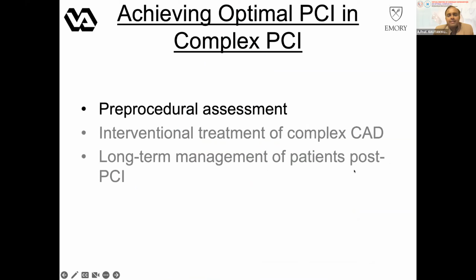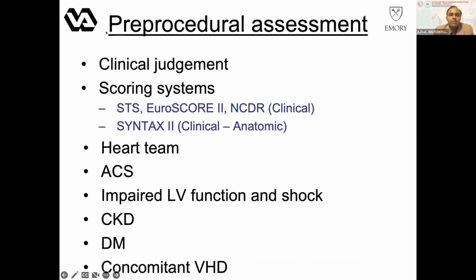So when we start thinking about complex PCI, what is the first thing that we start off with? We start off with, okay, pre-procedural assessment. What am I going to do to assess this patient? Okay, so first thing in your pre-procedural assessment is the clinical judgment.